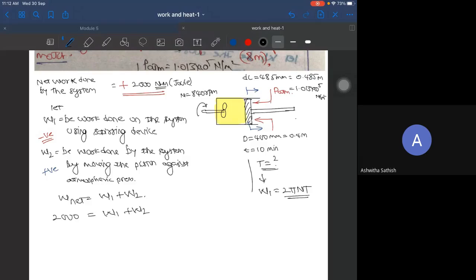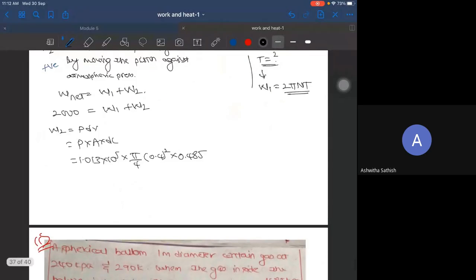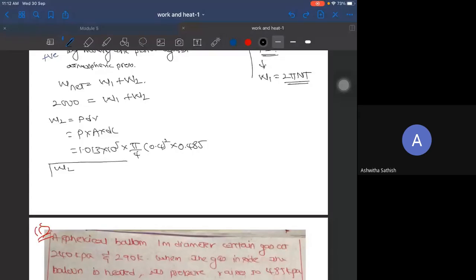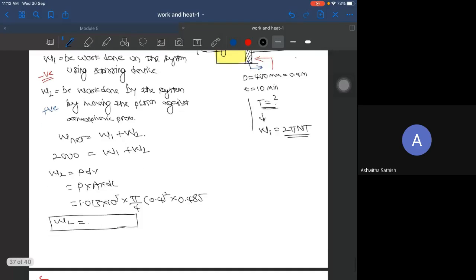For that, can I calculate W2, which is nothing but P dV? So P into area into change in length. Pressure is given, 1.013 into 10 to the power of 5, into area, pi by 4 into d, which is 0.4, whole square, into change in length, 0.485. Give me the value of W2. Is W2 positive or negative? It's positive.